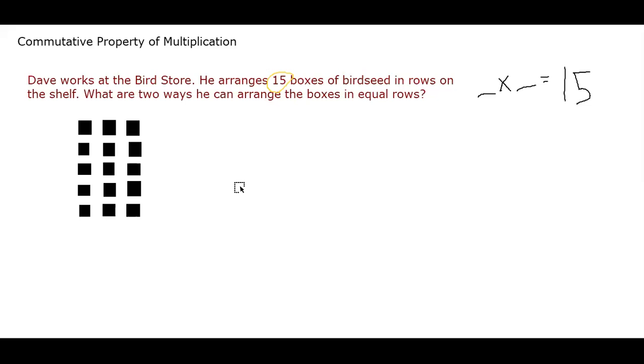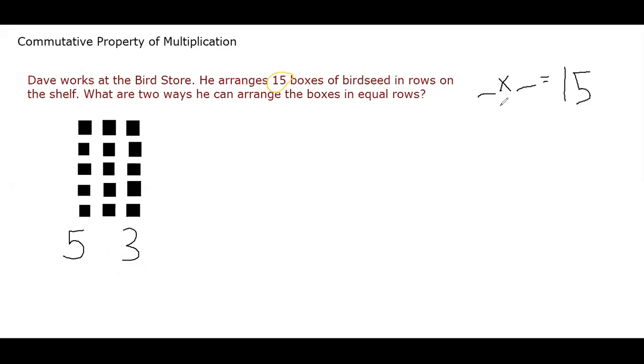Okay, so here's my picture of 15 boxes of birdseed in rows on a shelf. Let's start by thinking about the picture. How many rows are there? 1, 2, 3, 4, 5. I have 5 rows. How many tiles are in each row? In each row, I have 1, 2, 3 tiles. So I have 5 rows and 3 tiles.